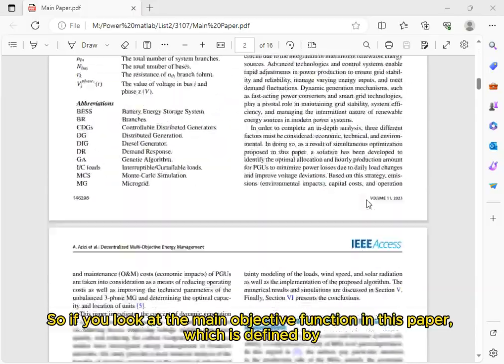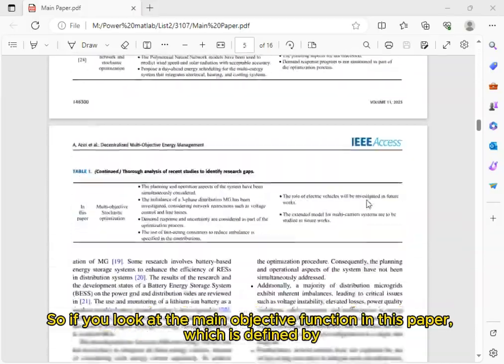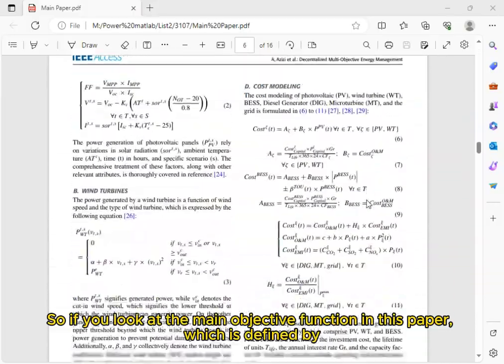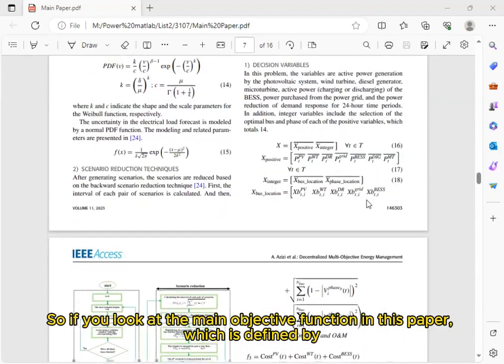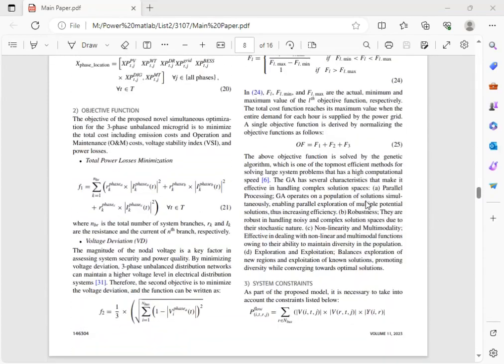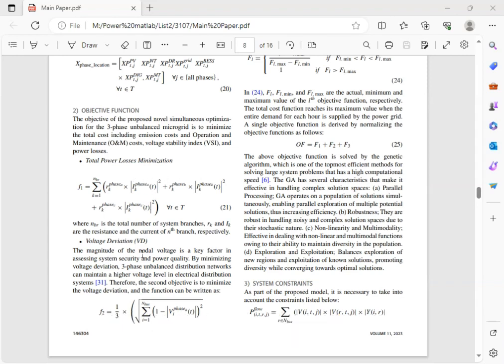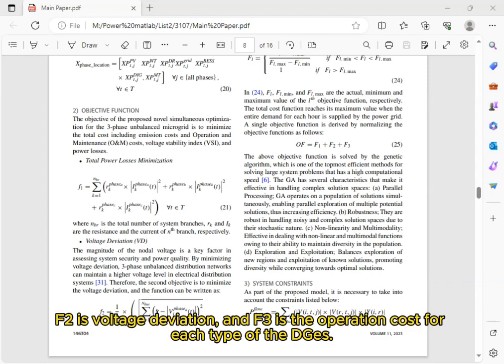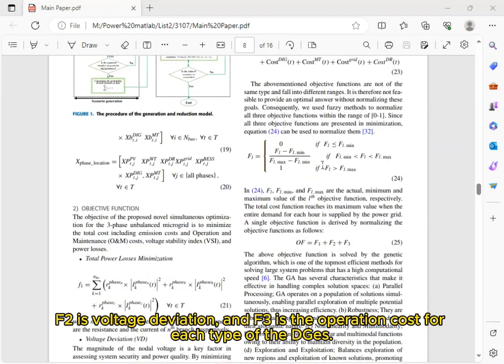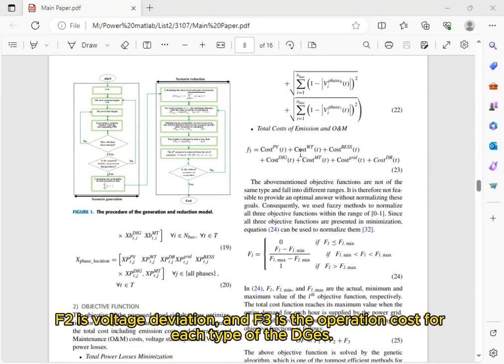So if you look at the main objective function in this paper, which is defined by Equation 25, the objective function consists of F1, F2, and F3, where F1 is losses, F2 is voltage deviation, and F3 is the operation cost for each type of DG.